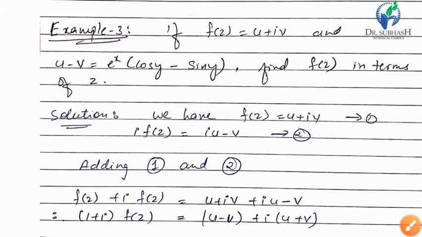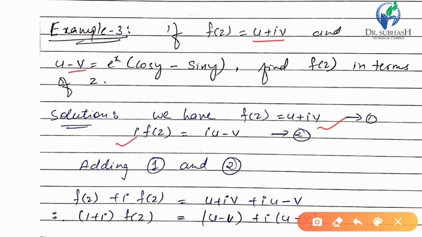Okay. Now let us take one more example. It's a bit different. If f of z equal to u plus iv and u minus v equal to e raised to x times (cos y minus sin y), find f of z in terms of z. Okay, now see, we already know that f of z can be written as u plus iv. Now I will multiply this equation with i on both the sides. So I get i f of z equal to iu minus v.